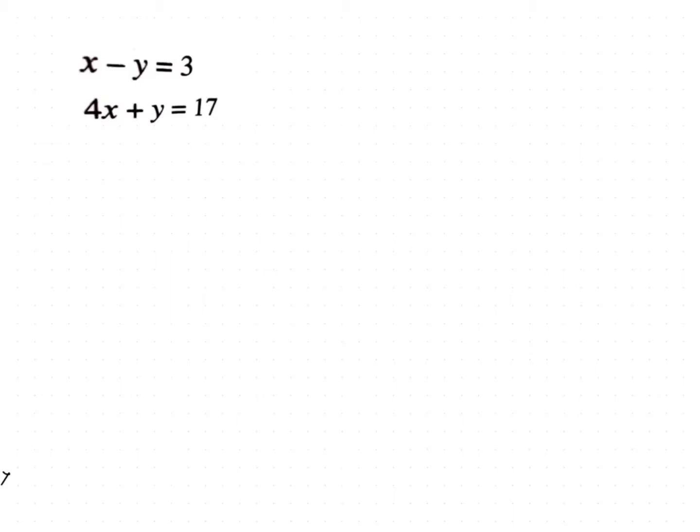When the coefficients of one variable are opposites, you add the equations to eliminate a variable, and when the coefficients in both the equations are the same, you subtract the equations to eliminate a variable. To understand it better, let's move towards our first question.